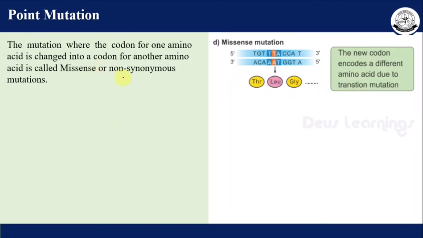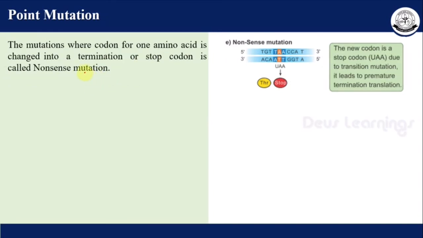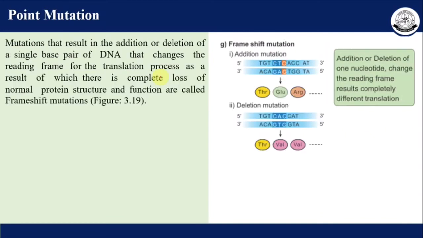And non-synonymous or missense, if there is a change and that change brings the change in amino acid, that will be known as non-synonymous mutation. Okay, and nonsense mutation, if the mutation brings a stop codon, that will be known as termination, which is known as nonsense mutation.